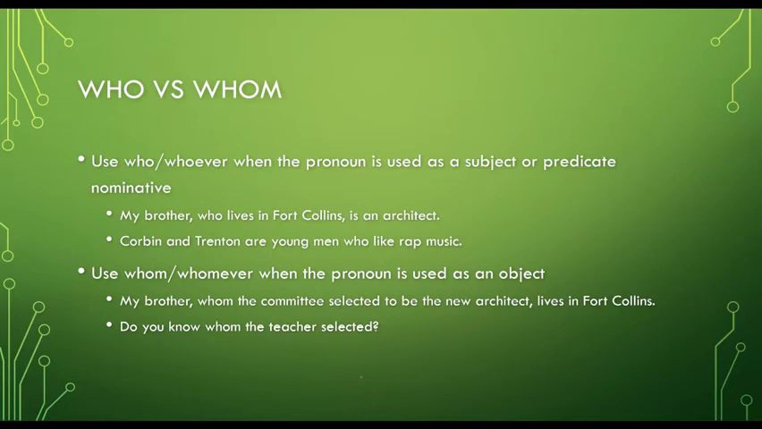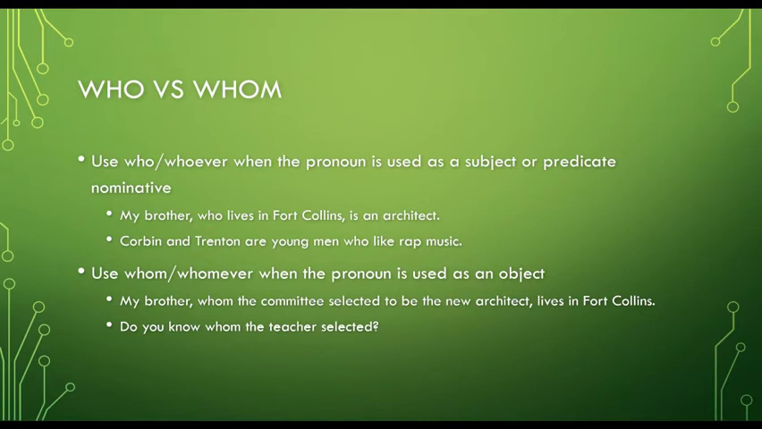So when I look at "My brother who lives in Fort Collins is an architect," if I were to take this out, you can see my brother is an architect. My brother is clearly the subject of this sentence. My brother is performing the action. However, "who lives in Fort Collins" is its own little clause. So we need to look at this and the who separate from the rest of the sentence.